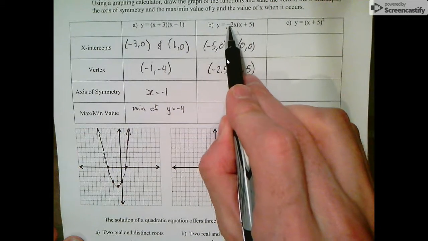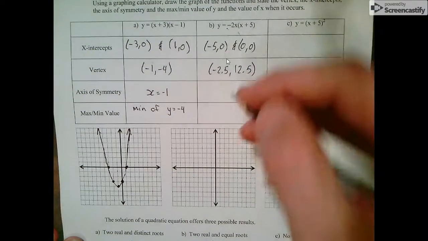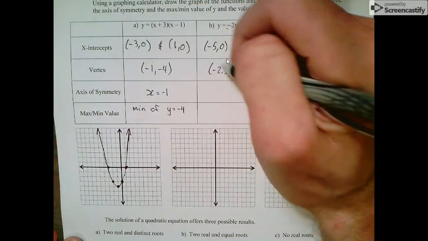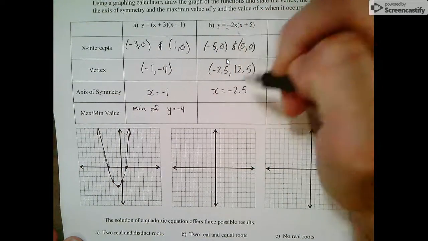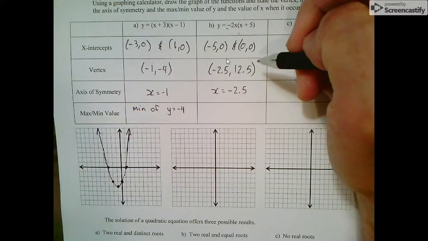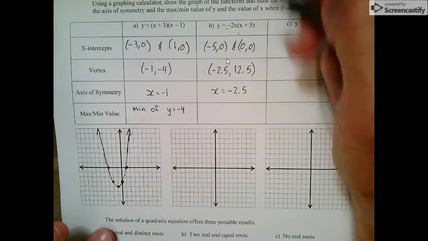There's a negative in the front there. That's why it's actually opening down, that negative guy right there. So the axis of symmetry, remember, is the x-coordinate of the vertex, so it's x equals negative 2.5. It's a vertical line. That's why I have to say x equals, because it's stating the equation of that line. That is the axis of symmetry.